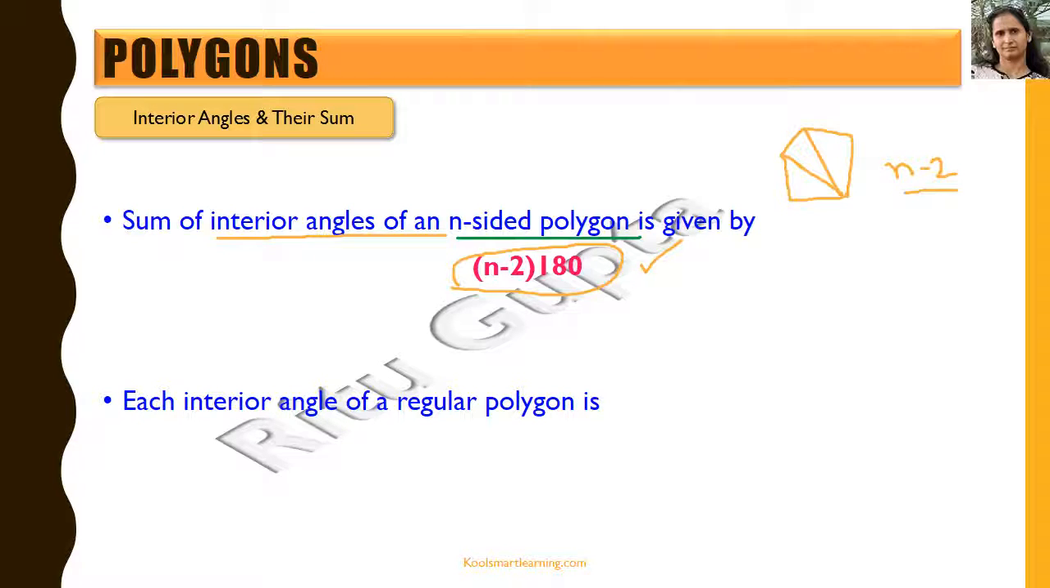Now since we know this formula, we can easily find each interior angle for a regular polygon, which will be (n minus 2) into 180 divided by n, because we know for a regular polygon all the angles are equal. A regular polygon is equiangular and equilateral. All the sides are equal, all the angles are equal. So each interior angle would be (n minus 2) into 180 by n.